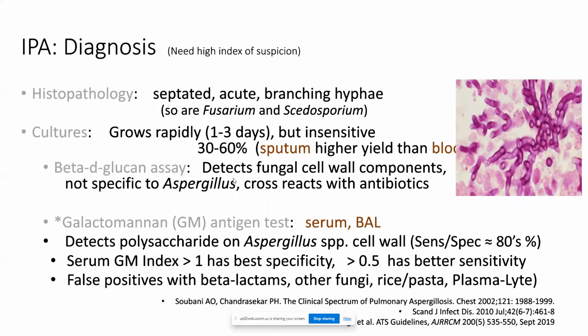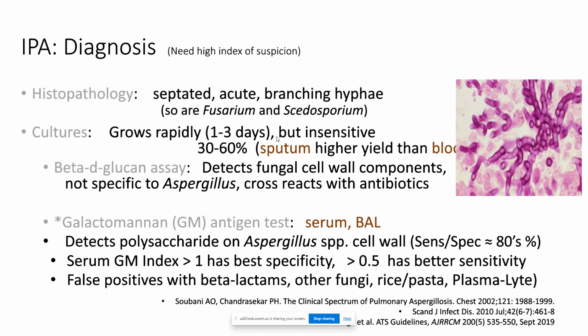So the diagnosis, you've got to have a high index of suspicion. You've got to be thinking of this. The histology is the best part in terms of making a diagnosis. The classic thing you look for when you see this on the microscope is that the branching angles are acute. And you'll often see tiny little septa at various places: pauciseptate, acute-branching hyphae. That's aspergillosis most of the time. There are some other rare fungi that can look that way too, but this is the classic one.